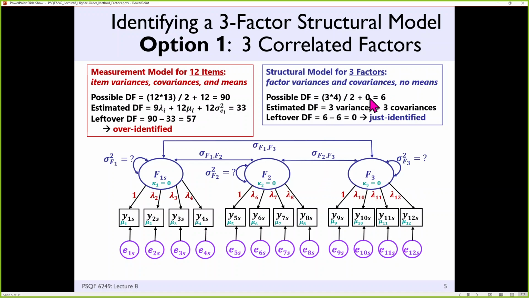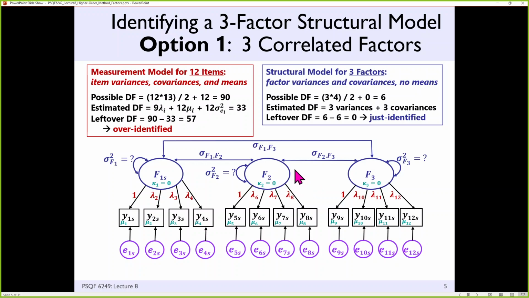At the structural level, though, if we think about how many factor-related parameters we have, I have 0 potential factor means because I am estimating all the intercepts instead. I have 3 potential factor variances, and I have 3 potential factor covariances. If I estimate all of those, the structural model is just identified. Do you remember that vocabulary word, just identified? It means the model is estimable but not testable.